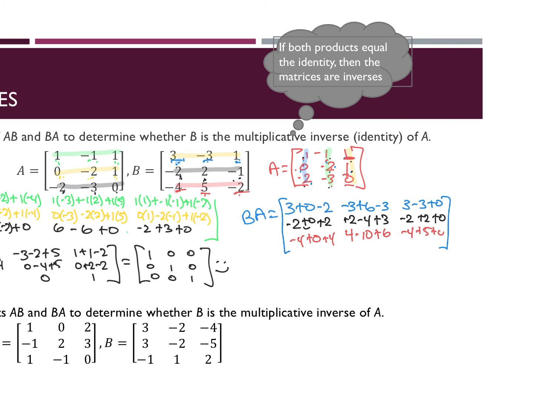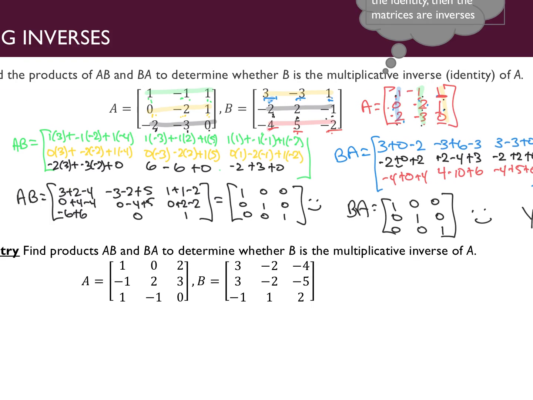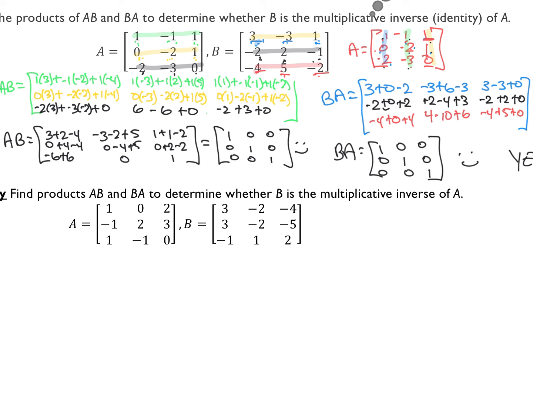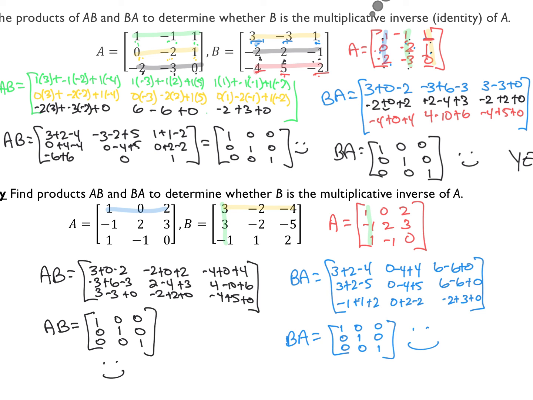And then all that's left for us to do is to clean it up. So BA is going to equal 1, 0, 0. And then second row, 0, 1, 0. Third row, 0, 0, 1. So we can say, yes, they're inverses. Okay, so next, I want you to take a minute or two and try the example you try. And hopefully when you found products AB and BA, you do both get the identity matrix, and therefore they are inverses.